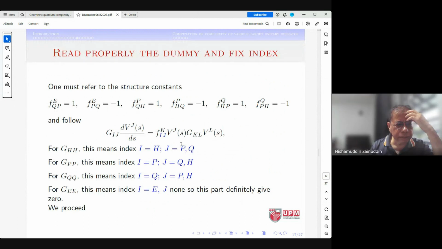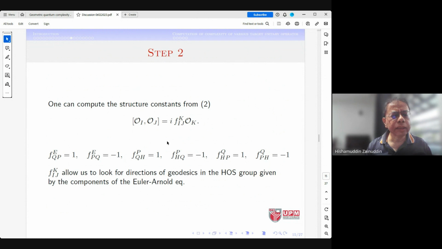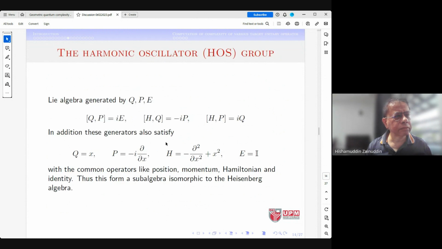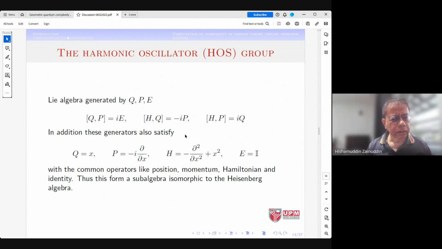So you had some Lie algebra, which you have not really mentioned what it is. Okay, so this Lie algebra will have some Cartan sub algebra. So what's the reason for you taking the harmonic oscillator kind of thing?